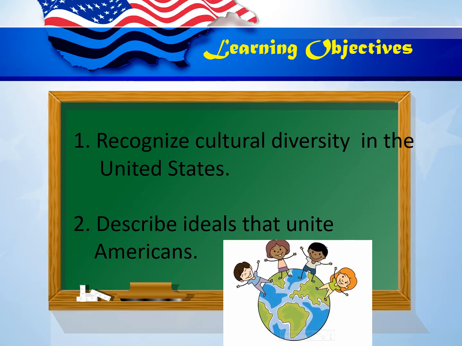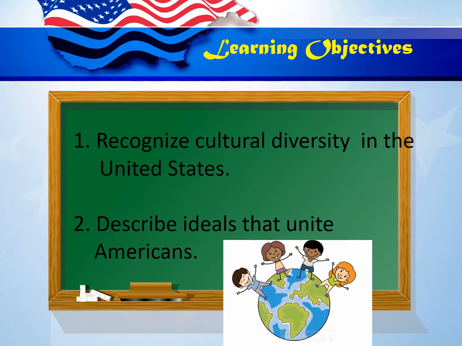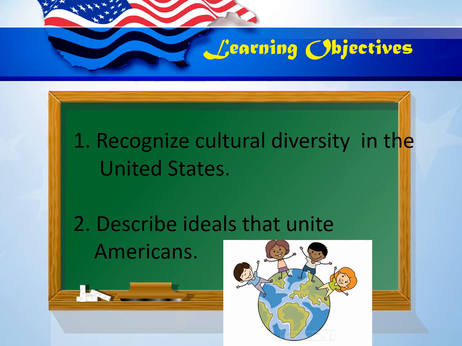Let's begin with the learning objectives. First, you'll be able to recognize cultural diversity in the United States, and number 2, you'll be able to describe ideals that unite Americans. In this lesson, students, you will describe the diversity of the American people as well as the important ideals that unite them.